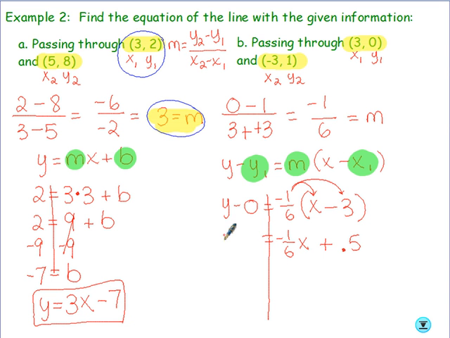On the other side, we still have y minus 0. We need the y completely by itself, so we add 0 to both sides. Our final answer, y equals negative 1/6x plus 0.5.